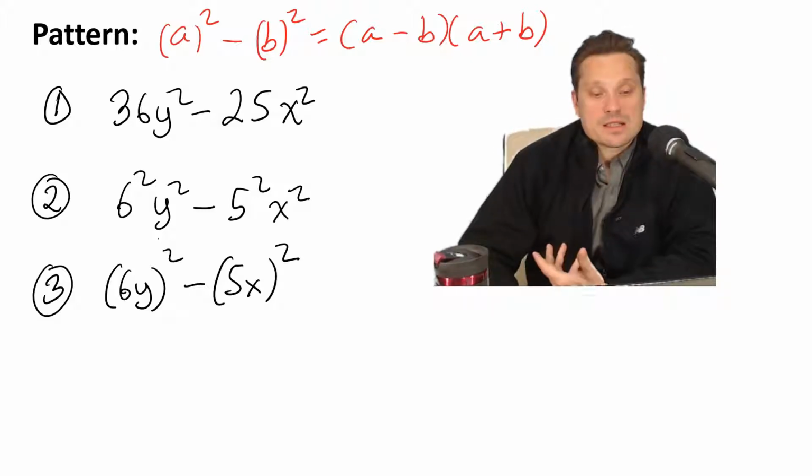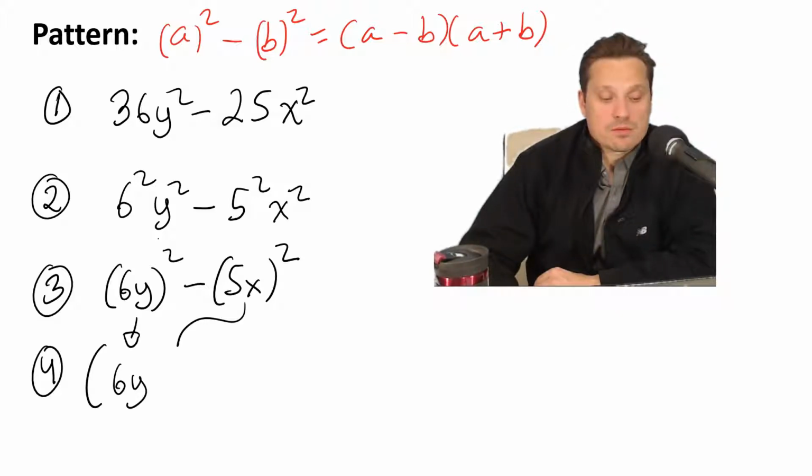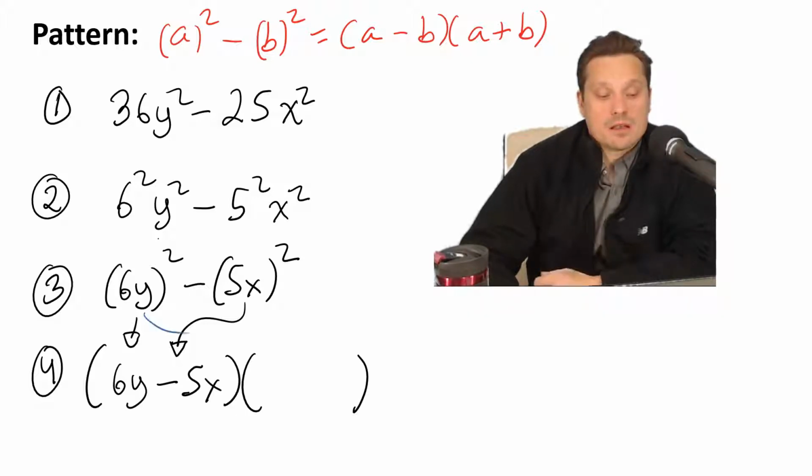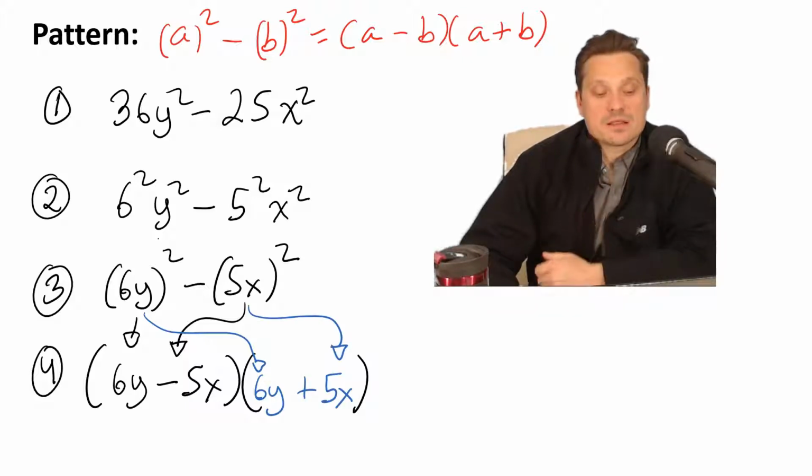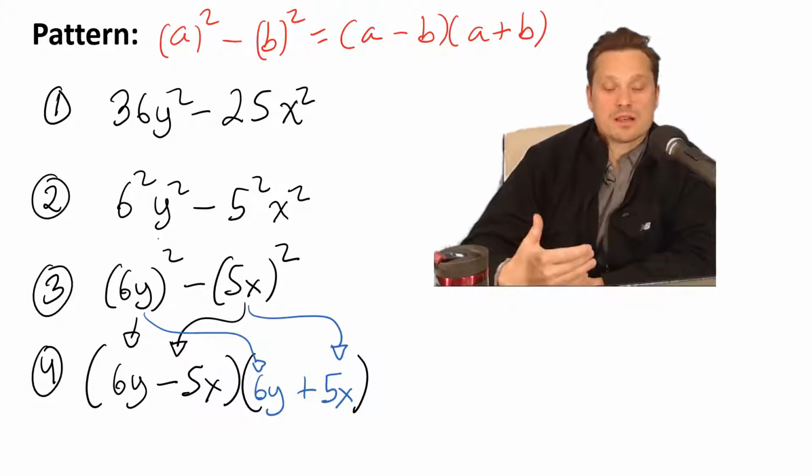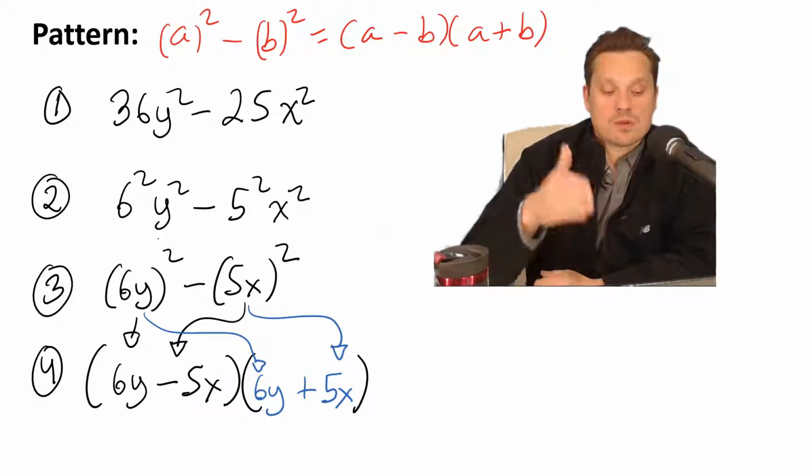And then I identify that 6y is basically a, and then 5x is b, and I stick into the pattern. So I'm going to have the following. 6y in this position, and then 5x in that position, and I repeat. I'm going to have 6y in that position, that's a, and then 5x in that position, positive 5x. So the answer is 6y minus 5x multiplying 6y plus 5x.